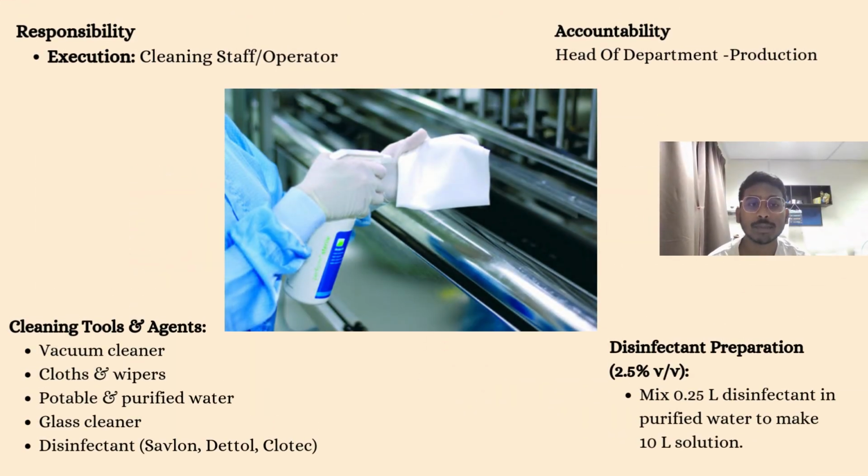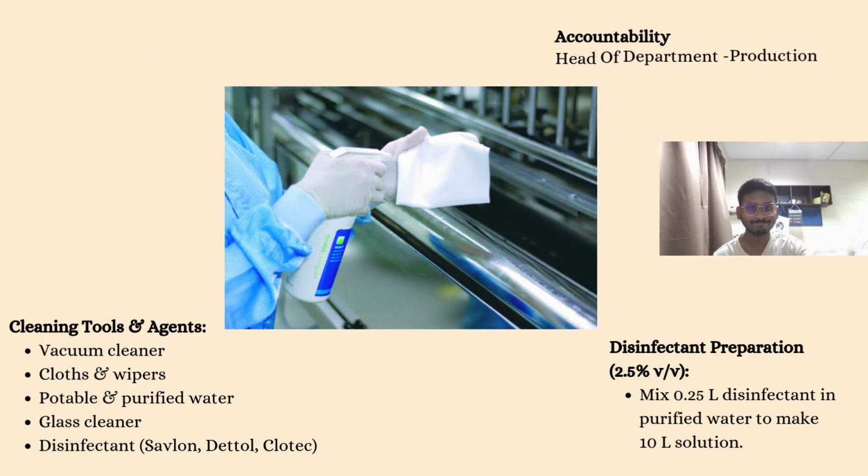The people responsible for this cleaning process are the cleaning staff as well as an operator, supervised by the head of department of production. The cleaning tools and agents include vacuum cleaner, cloth wiper, potable or purified water, glass cleaner, and disinfectant. The disinfectant preparation involves mixing 0.25 liter of disinfectant in purified water to make 10 liters of solution.